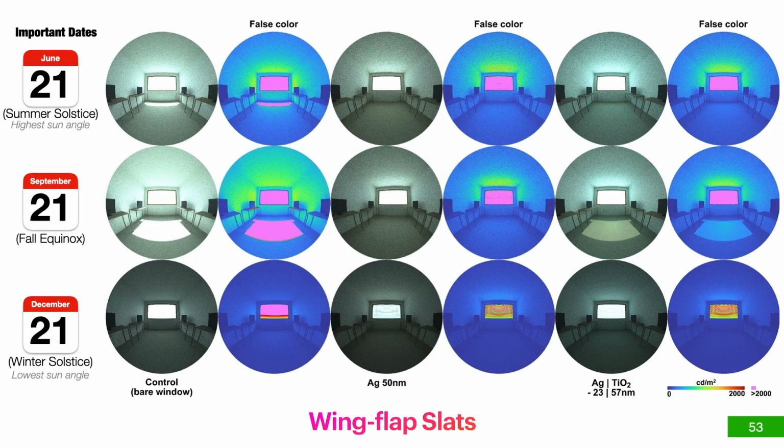To study further, we perform the day-specific study for different sun angles. What we can see here, by comparing with the bare windows, is that the bright spot on the floor is disappearing, because a portion of the light is redirected upward to the ceiling.